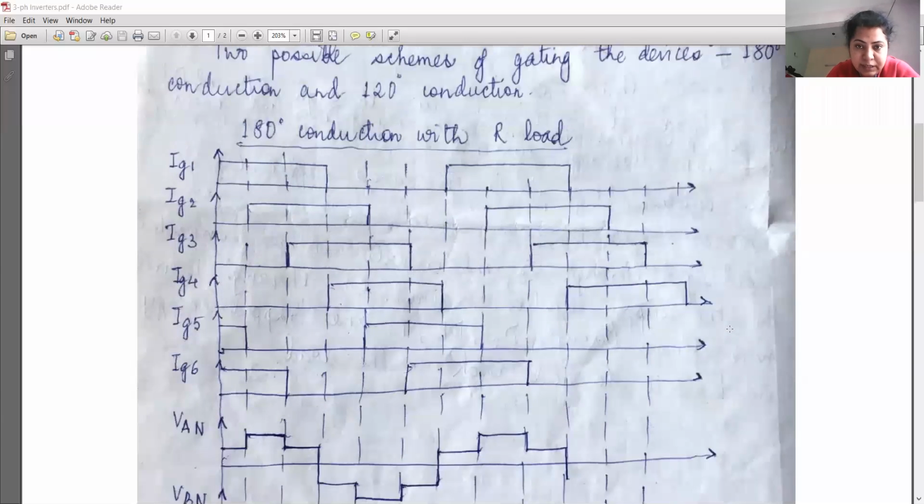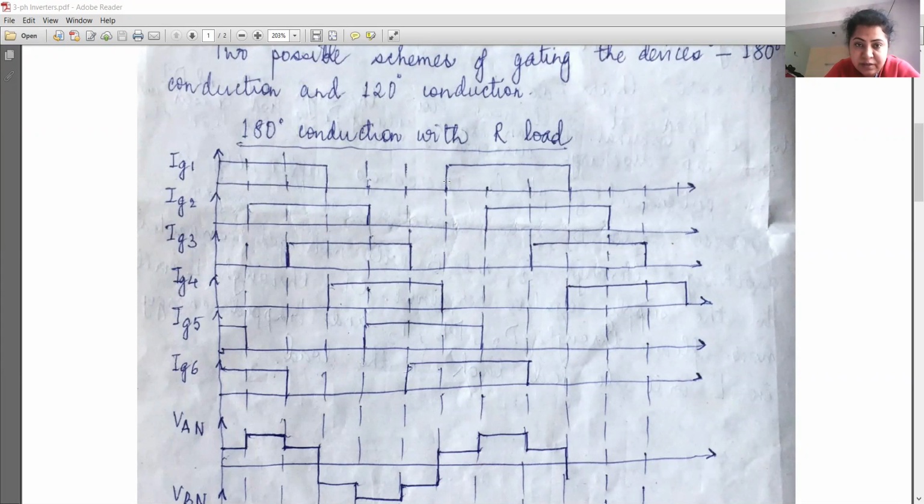Now see, these are the waveforms for a 180-degree conduction. As you can see, these are the gating waveforms for switch 1, 2, 3, 4, 5 and 6. This is the waveform for transistor 1, IG1. Here each interval is of 60 degrees. So IG1 is given a gating pulse for 180 degrees. Here 60, 60, 60, 180 degrees.